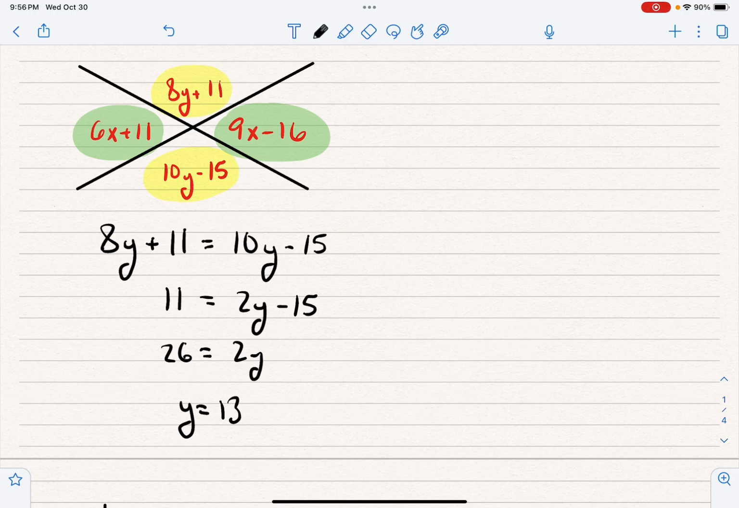If you wanted to double check that answer, we could make sure that that answer makes sense. 10 times 13 is 130. Minus 15 is going to be 115. And up top, 8 times 13 is 104, plus 11 more is 115. 115, 115, that makes sense. Okay? All right, moving on.